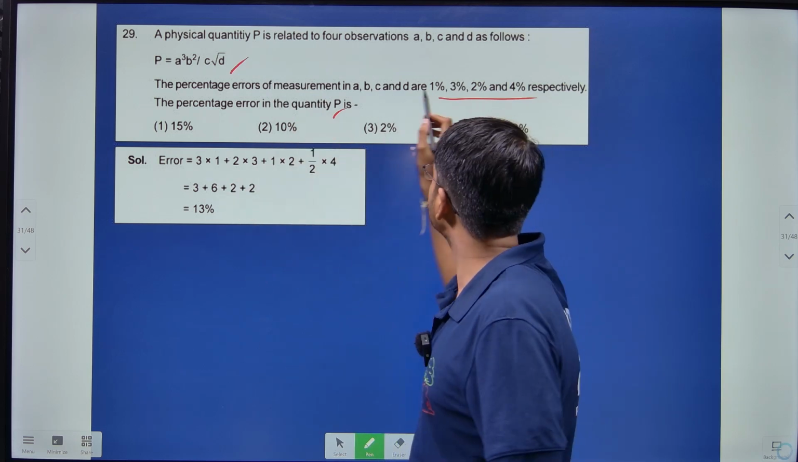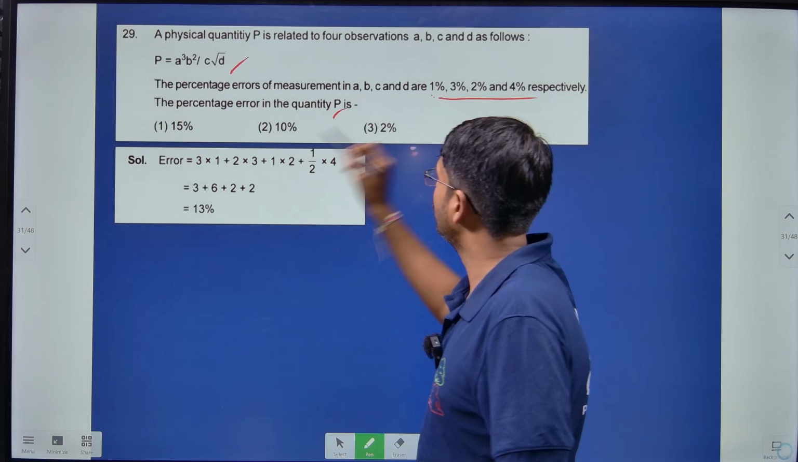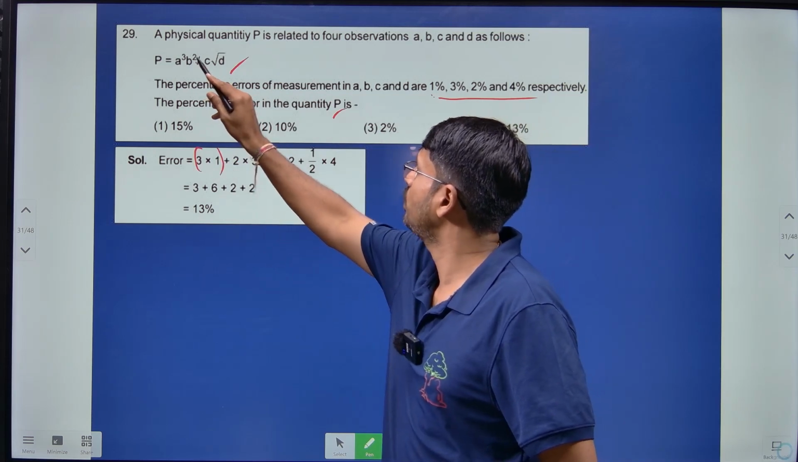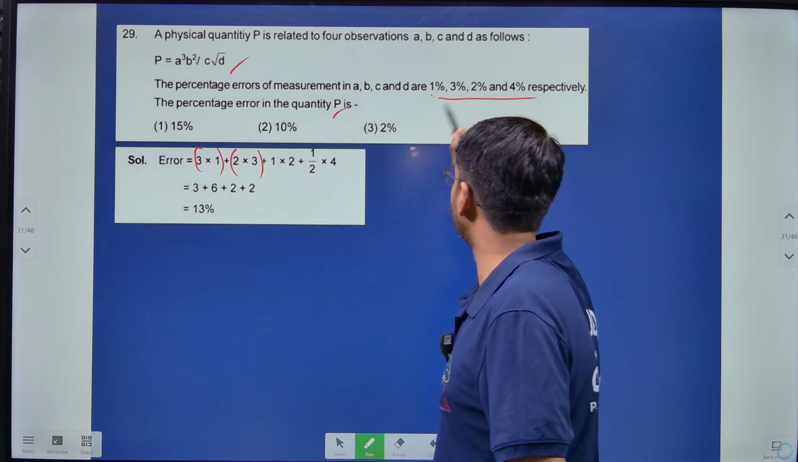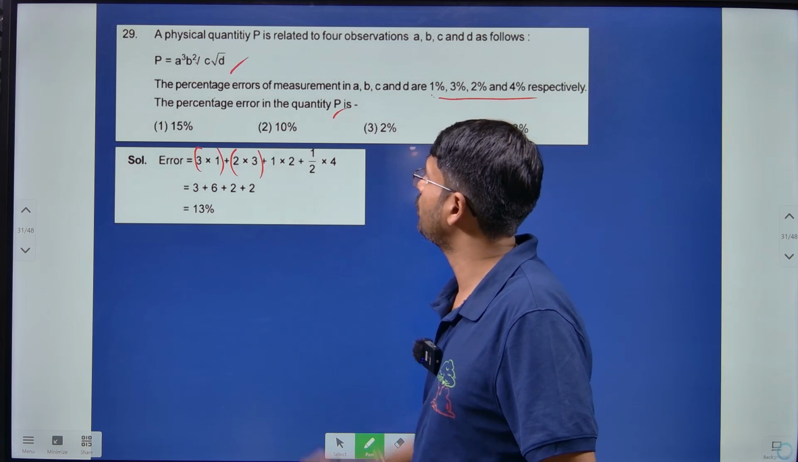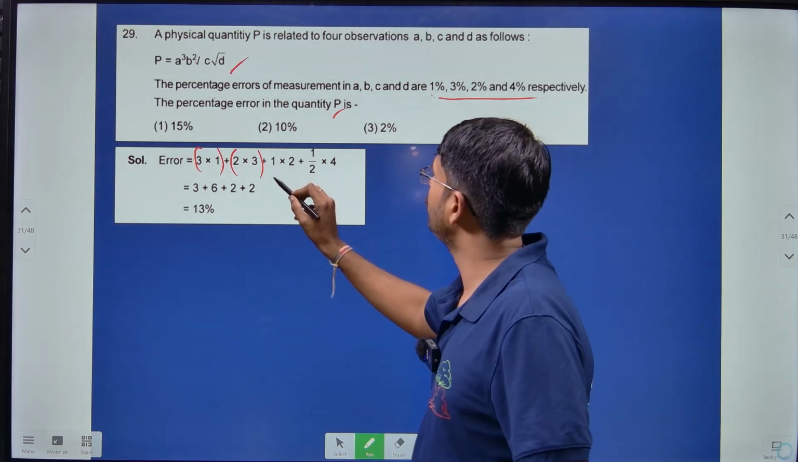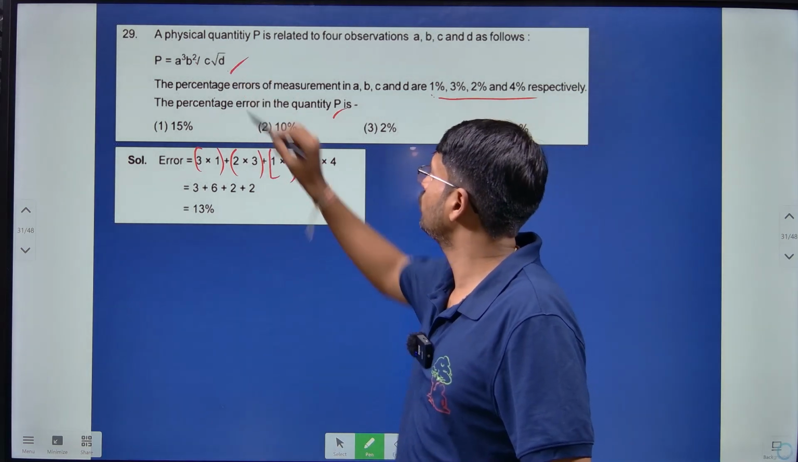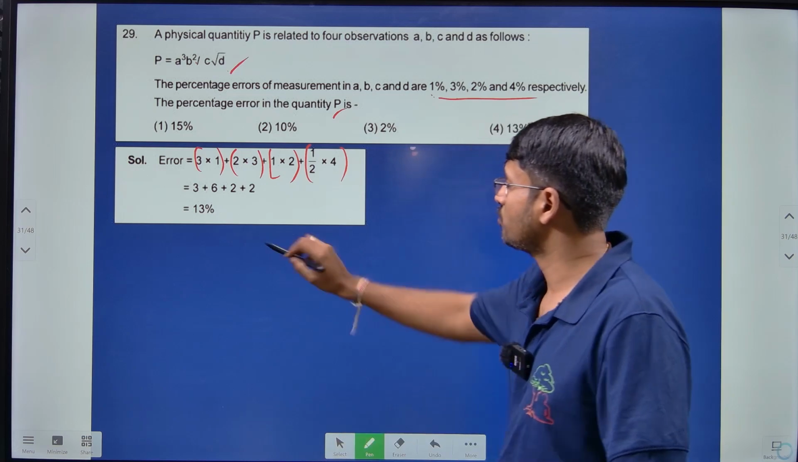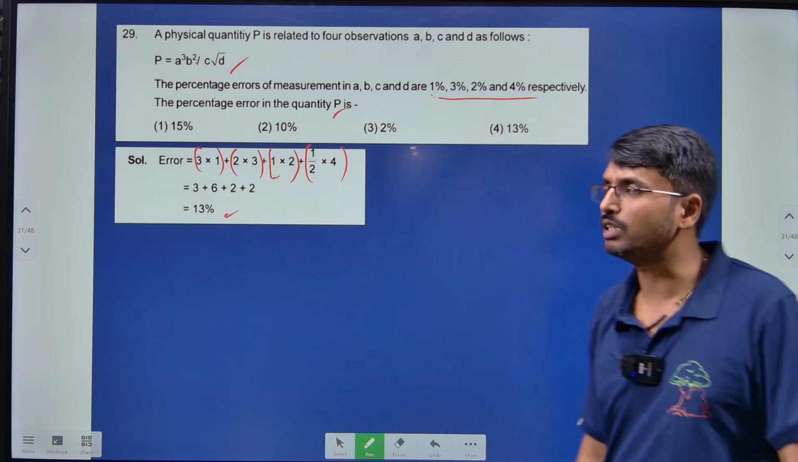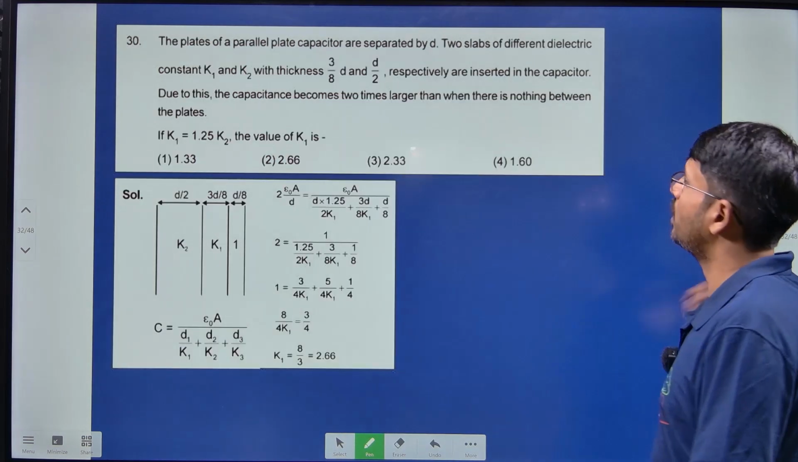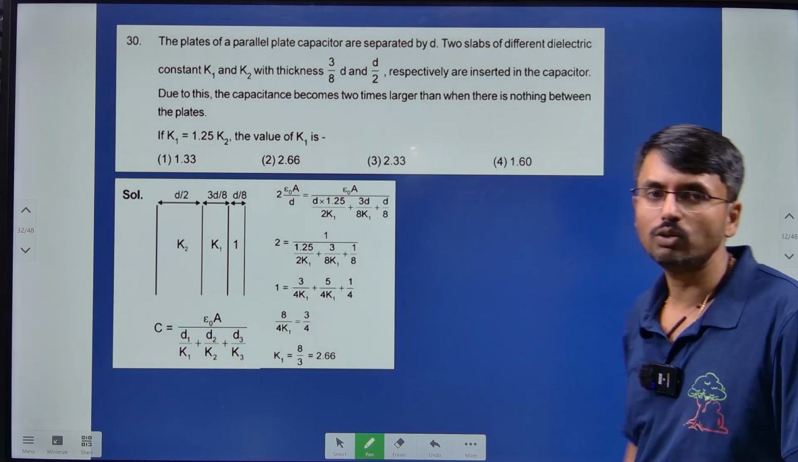First one is 1%, so 3 into 1. Next one, we get the 2 as a factor, 2 into 3%. Next, C power 1 is just 1 into 2%, and here it is D power 1 by 2 into 4. When you simplify this, we get 13%. It is a comparatively simple one. So look at the next.